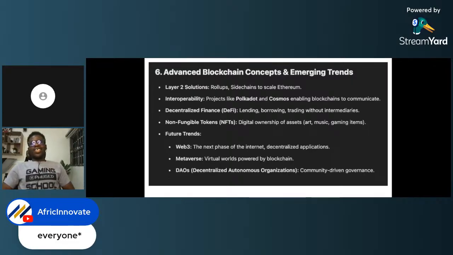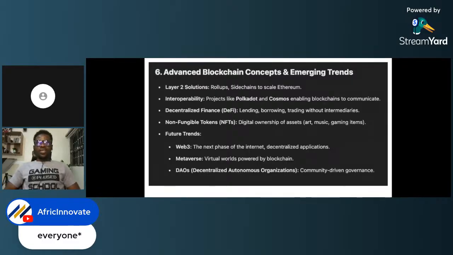But a layer 2 solution has made it in such a way that you could build a game on Ethereum, even at a much cheaper price. So that's what layer 2s are all about. They are there to scale Ethereum. Ethereum is very secure, very decentralized, but it's lagging in this scalability aspect of it.